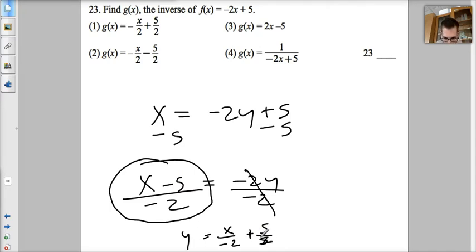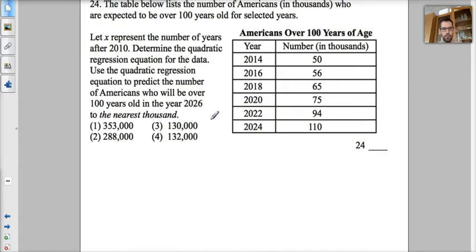It's supposed to be a 2. Just can't speak and talk and write at the same time. Okay, so that would be answer choice number 1. X divided by negative 2 plus 5 halves. Good. All right, 24. The table below lists Americans who are expected to be over 100 for the selected years.